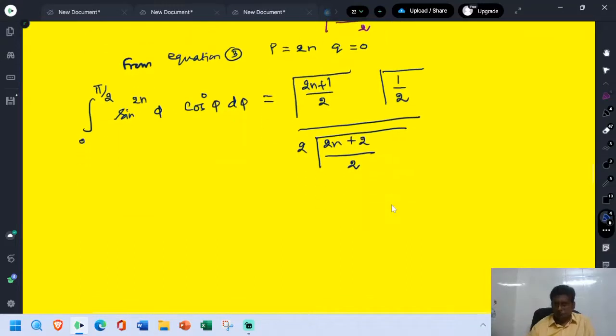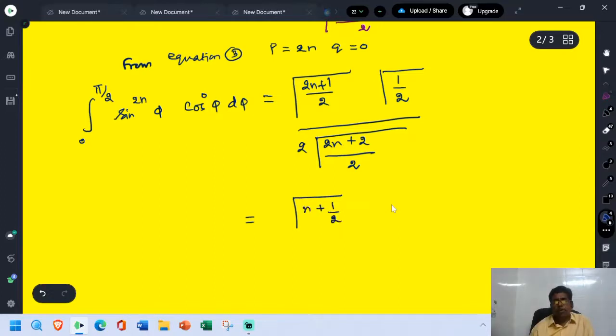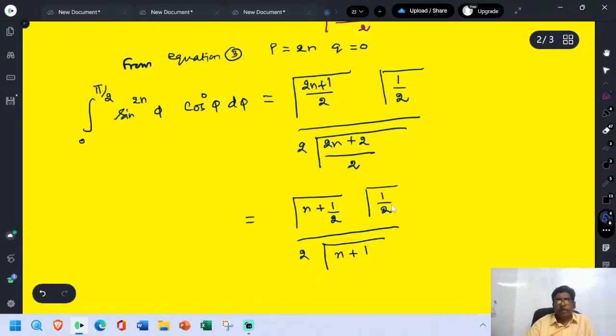Then this is modified as gamma of n plus 1 by 2, since (2n plus 1) by 2 is n plus 1 by 2, into gamma of 1 by 2, whole divided by 2 into gamma of n plus 1.